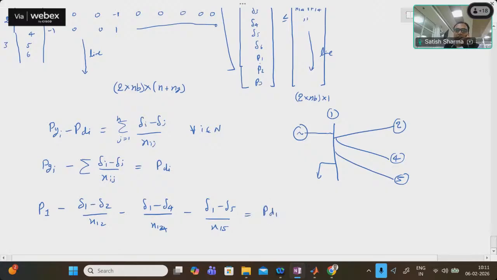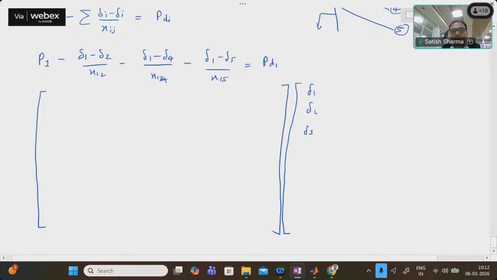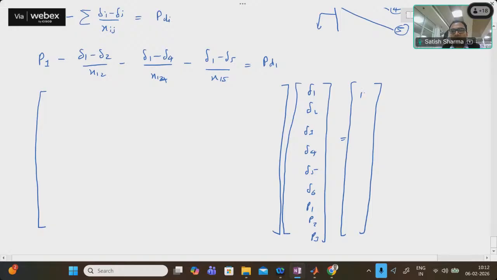So this is the equation, and now let's convert this equation into Aeq. We will have some A, then some X. X is already defined by us. It is first of all the angles: delta 2, delta 3, delta 4, delta 5, and delta 6, P1, P2, and P3, and then it equals the demand. We know that this will be PD1, PD2, and up to PD6.